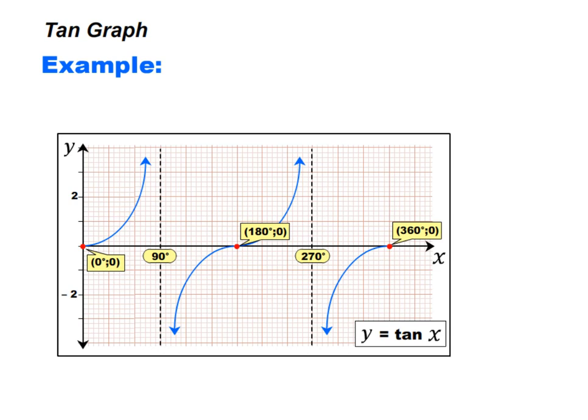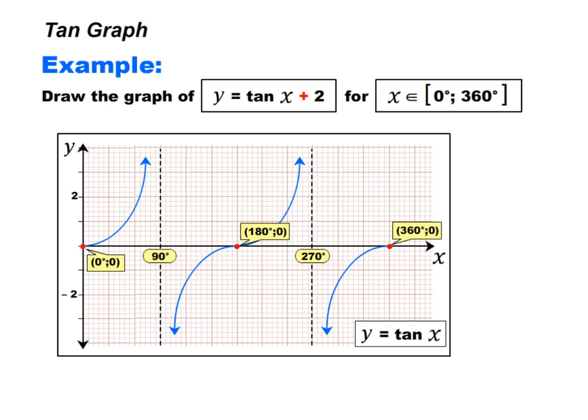Let us have a look at another example. In this example, we want to draw the graph of y is equal to tan x plus 2. And we are given the interval which is from 0 degrees to 360 degrees. We already know how to sketch the graph of y is equal to tan x. To sketch the graph of y is equal to tan x plus 2, we simply have to move the graph upwards by 2 units.